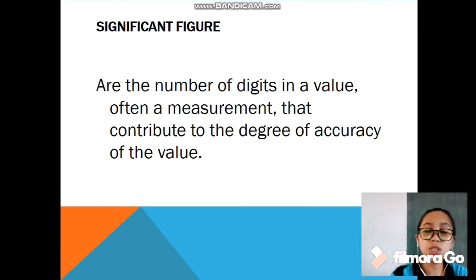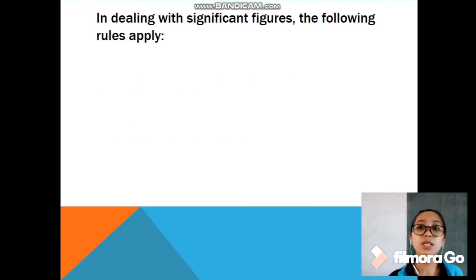So significant figures are the figures that contribute to the degree of accuracy of the value. Even though some of the final answers can be exact, like rounded off to the nearest tens or nearest hundreds, we can also rely on significant figures depending on the given. Okay, and we have rules. How are we going to identify the significant figures? In dealing with significant figures, we're going to follow the rules.